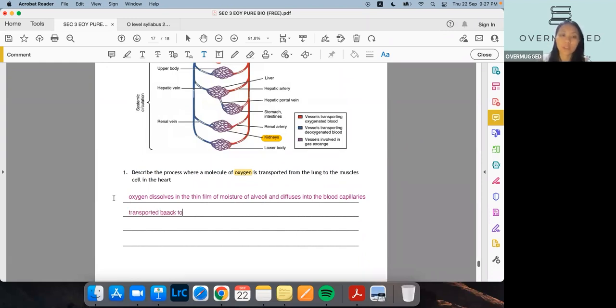Transported back to the left atrium in the heart, and then to the left ventricle, and then it will leave through the aorta. It is to the muscle cell in the heart. Which artery transports blood from the heart to the heart? It is the coronary artery. Okay, it is the coronary artery.